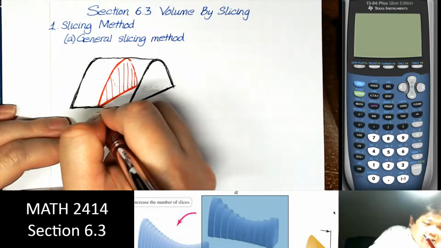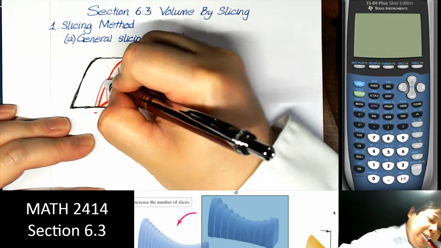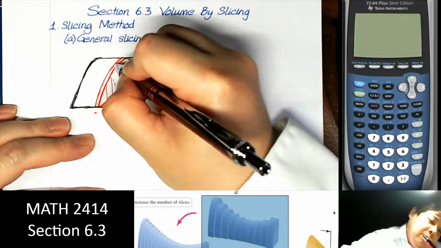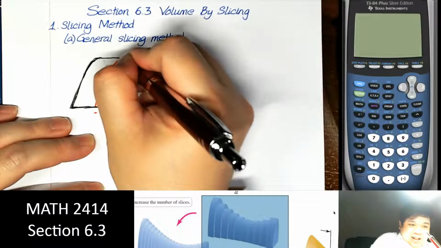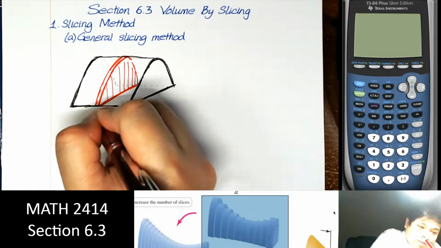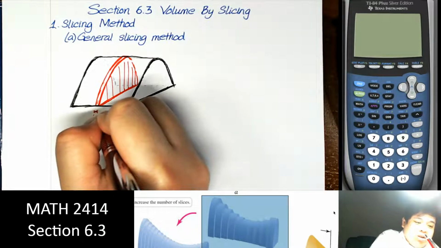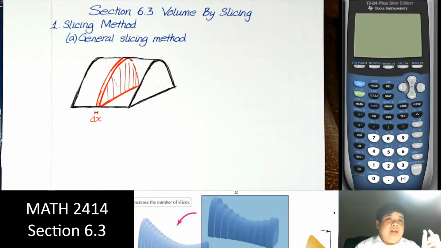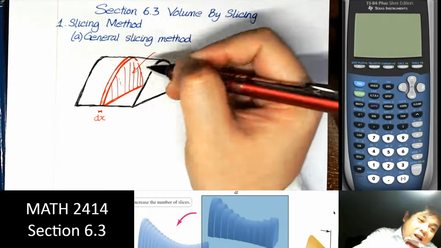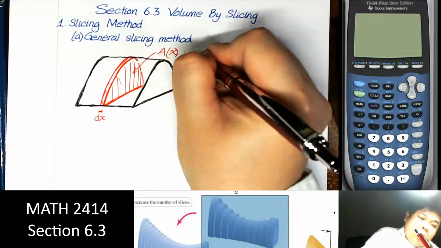And this line we have the width of a slice. So we're going to cut a slice, and we have the very thin width of a slice. In this case, for simplicity, we use dx. So the width here is dx. And then we need the cross-section area. That is the cross-section area.